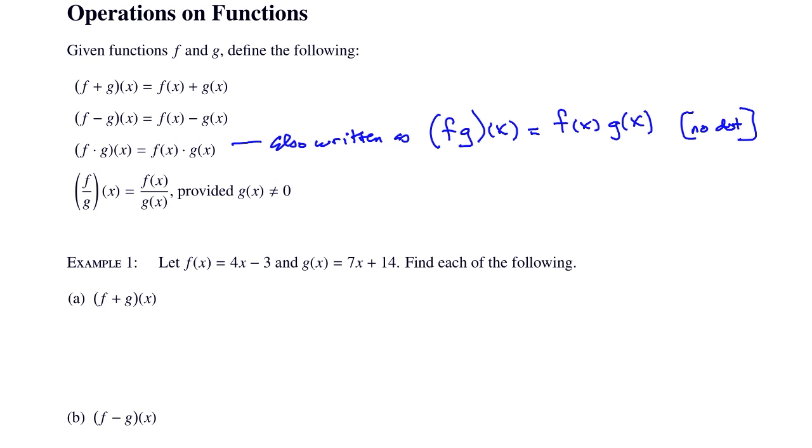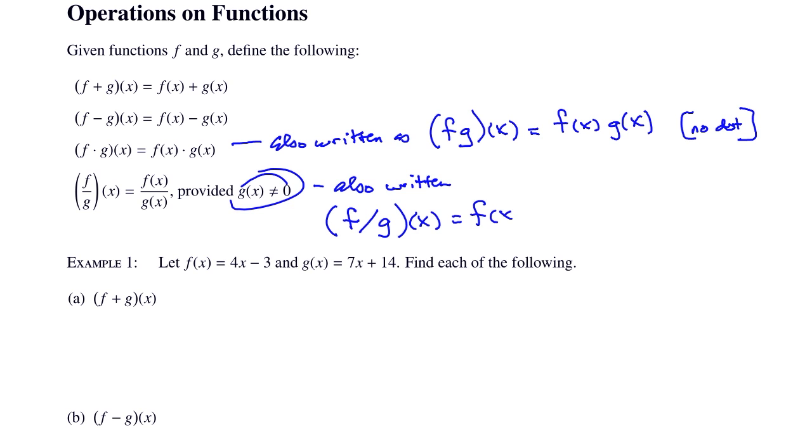And then f over g of x is f of x divided by g of x. Now, the one thing that you can't let happen here is g of x be equal to 0. That's the problem, you can't divide by 0. Now this one is also sometimes written inline, like this: f divided by g, so f slash g of x. You might see that if they were just going to write it out on a single line. F slash g of x, f of x over g of x.